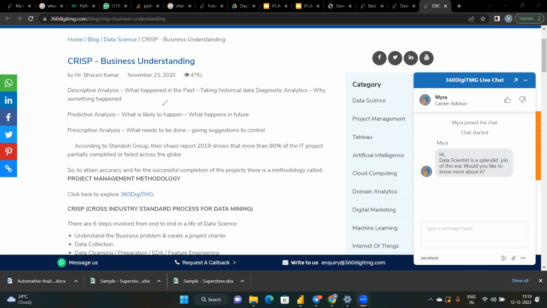Prescriptive analytics. What needs to be done? Give suggestions to control. In the same scenario, the CEO, having been given the bank details, is saying minimize these customers. I don't want this type of customers. That is prescriptive analytics. What needs to be done? Give suggestions to control. As the data scientist, guys, you are going to give your suggestion.